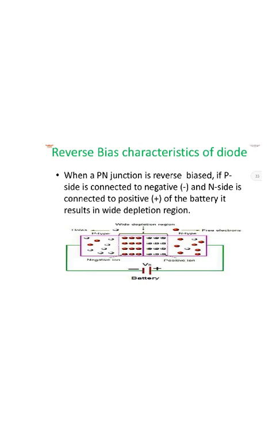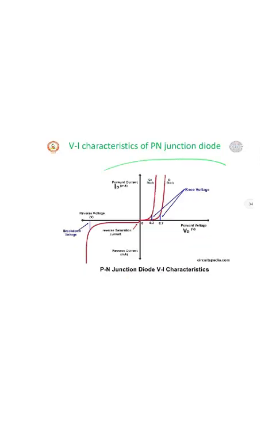So this is a PN junction. In the reverse bias, the P side is connected to negative and the N side is connected to positive. So the main important thing is the width of the depletion region is being increased. So these are the VI characteristics. You can see here germanium and silicon. Germanium conducting point is 0.3. For silicon it is 0.7.